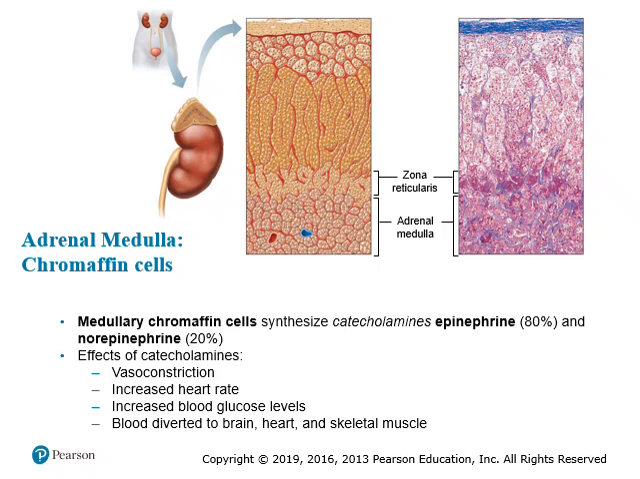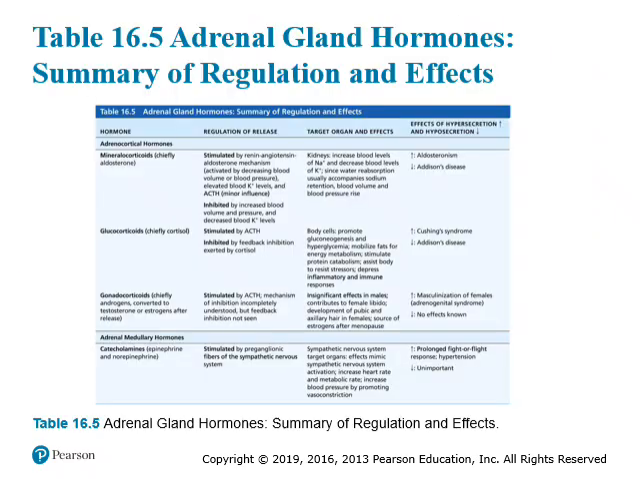This is on the sympathetic nervous system hormones that are going to be stimulated when the adrenal medulla chromaffin cells are stimulated to produce their secretions. And here you have the adrenal gland hormones in a summary in a table, which you can use to review for the next exam.